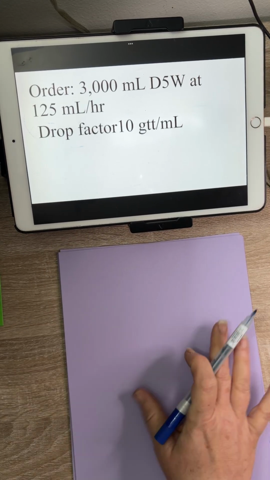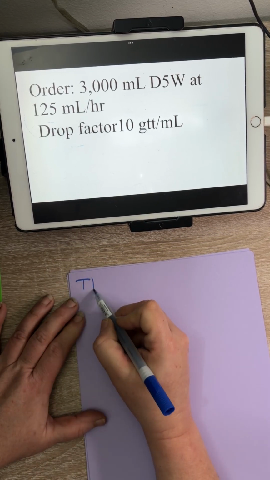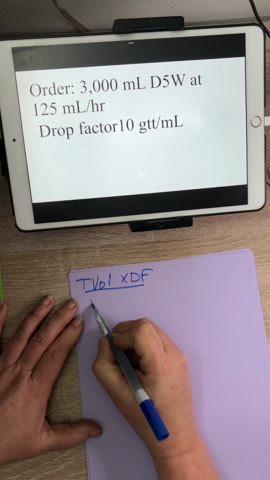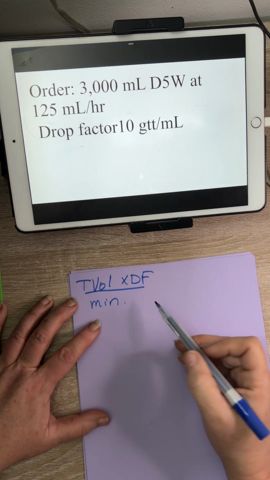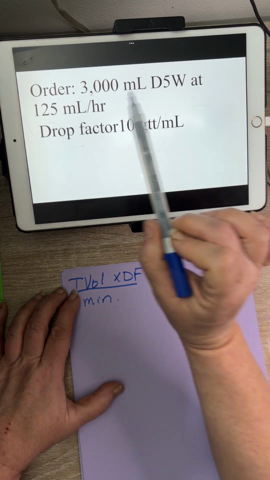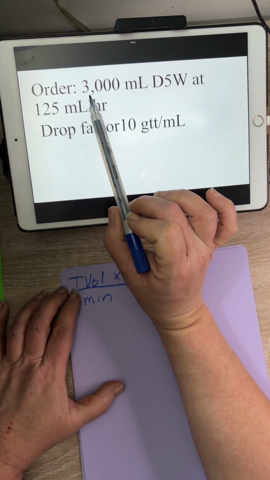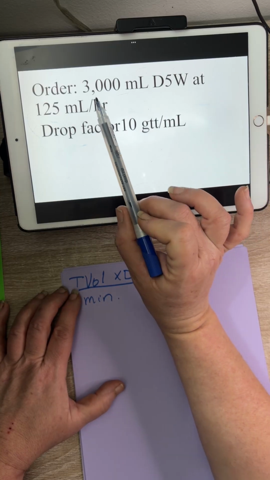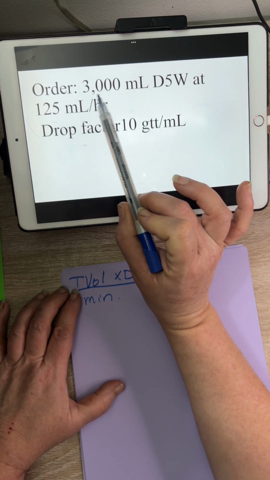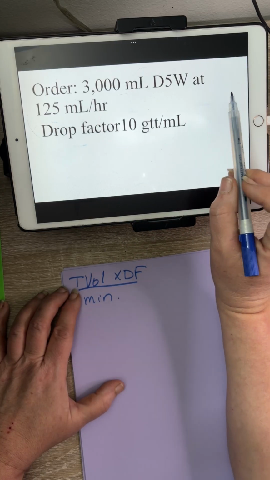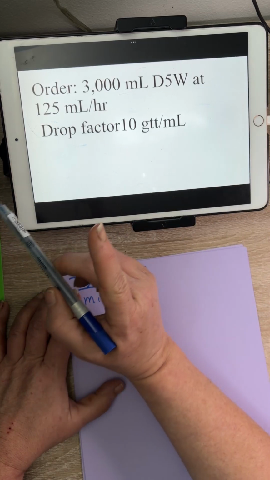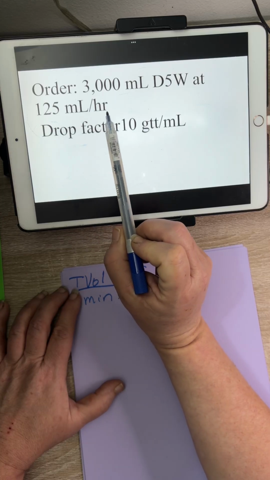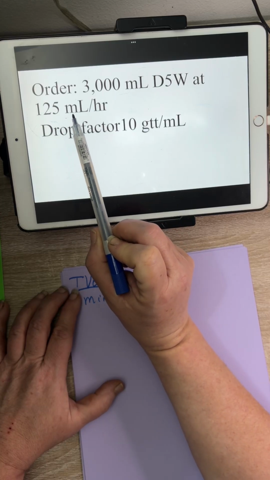So for drops per minute, it's the total volume times the drop factor over your time in minutes. The time has to be in minutes. So 3,000 is a distractor in this problem. For us to be able to use 3,000, they would have to tell us how many hours it was going in, but they didn't. However, they did tell us it was going at 125 milliliters per hour. So this would be what we use.